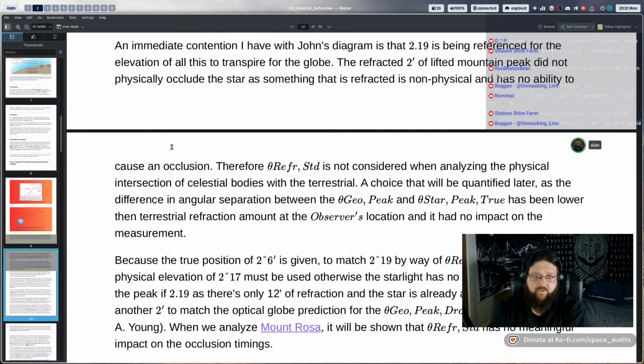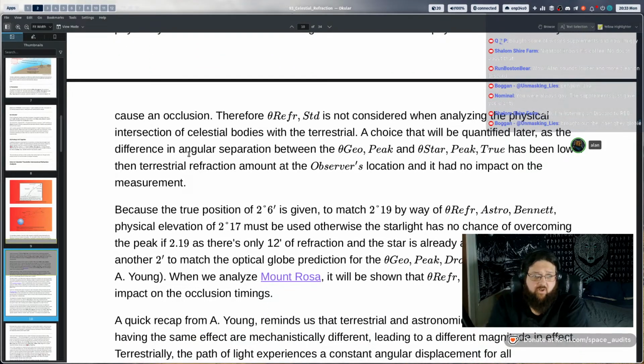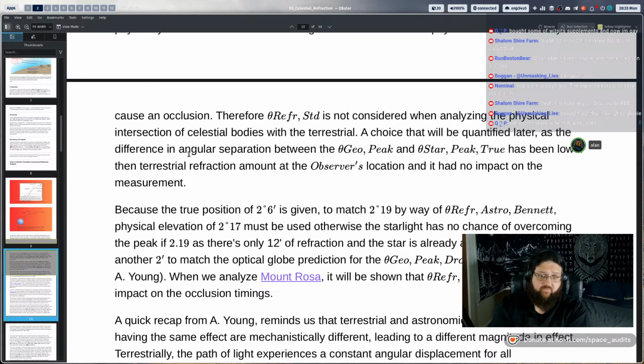The refracted 2 arc minutes lifted to the peak does not physically occlude the star, as something that is refracted is non-physical and has no ability to cause the occlusion. Therefore, the standard atmospheric correction is not considered when analyzing the physical intersection of celestial bodies with the terrestrial. That choice will later be quantified in the differences in the angular separation between the geometric peak and the star's true position with respect to the peak. And it will be shown that the terrestrial refraction amount at the observer's location has no impact on the measurement.